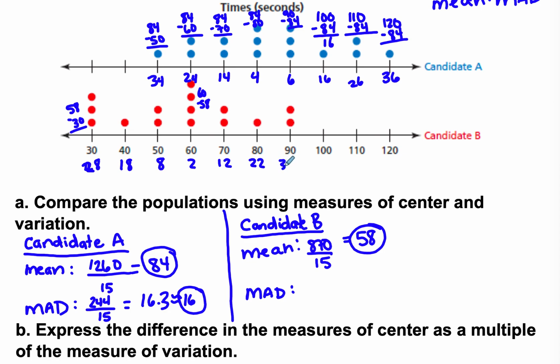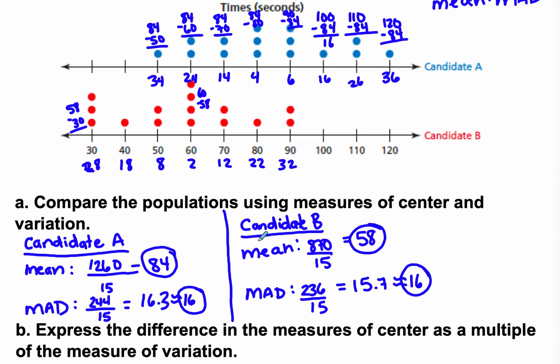This would be 32. So then you'd find your mean of your new numbers, 28 plus 28 plus 28 plus 18 plus 8 plus 8, and so on. When you do that, you get 236. We divide by 15. We get 15.7. It's about 16. Okay, we are not done yet.